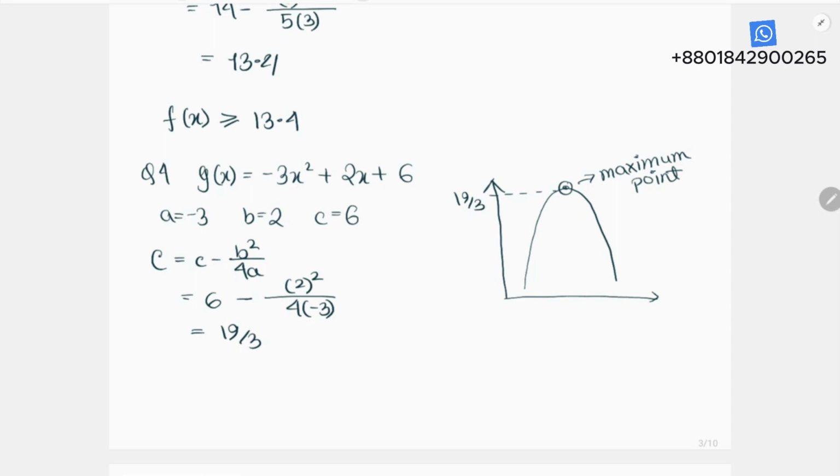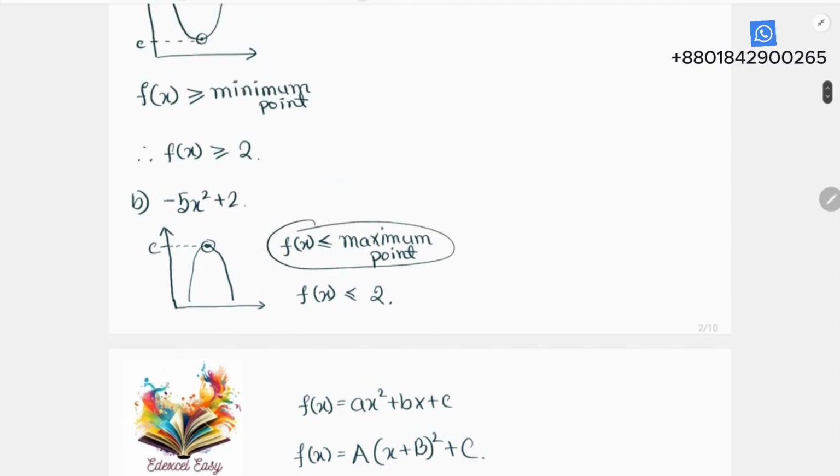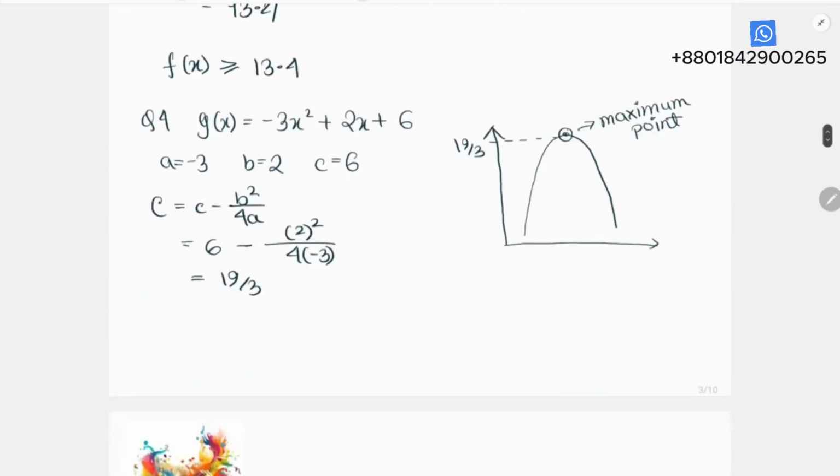And now, as we have already calculated the value of the y coordinate, you can just write the range for the negative graph. If you go back, the range for the negative graph is f(x) less than or equal to the maximum point. So we'll just write the range as f(x) less than or equal to 19 over 3.